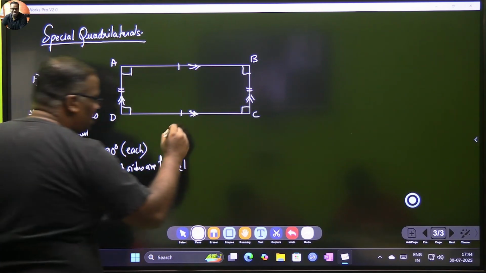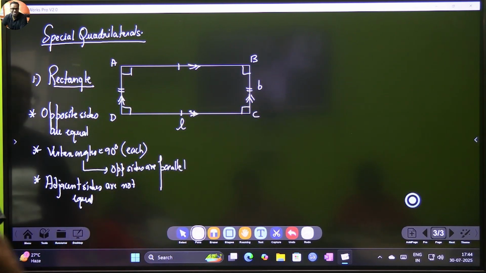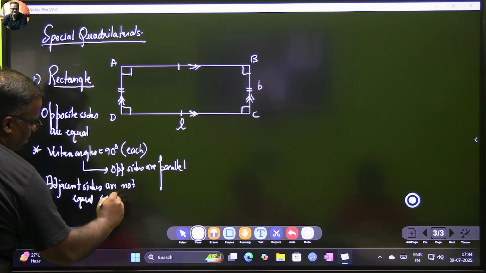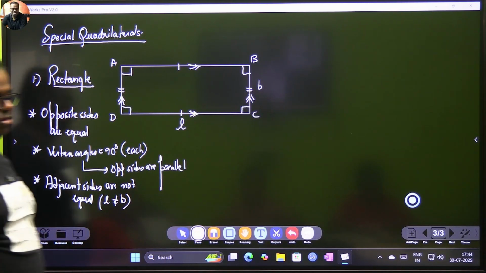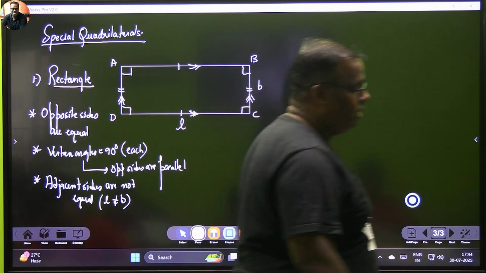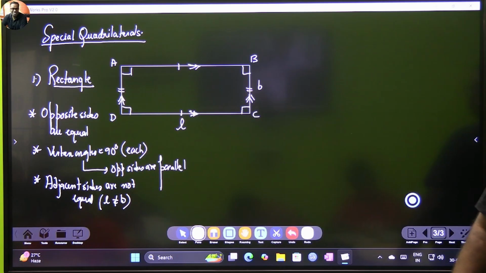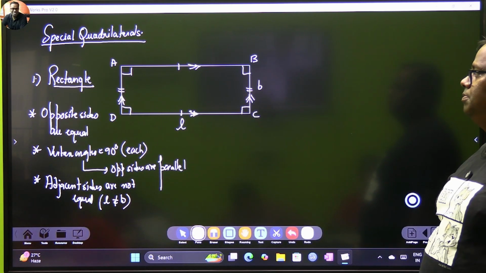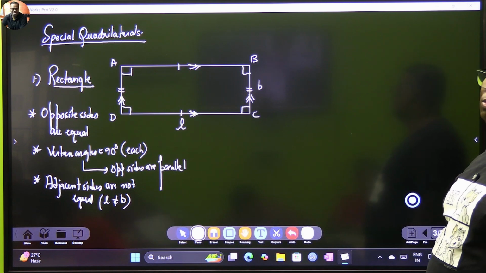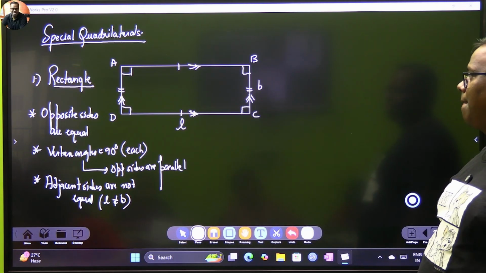So if I represent this with the word L as the length and this with B, what we're trying to say is that L is never equal to B in a rectangle. A rectangle is a quadrilateral in which each of the vertex angles is 90, which further tells me that the opposite arms will be parallel and equal to each other. And the adjacent sides need not be equal. Have you understood? Okay.